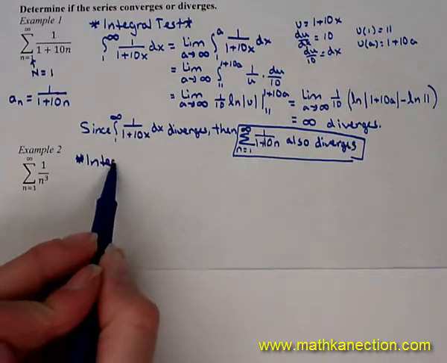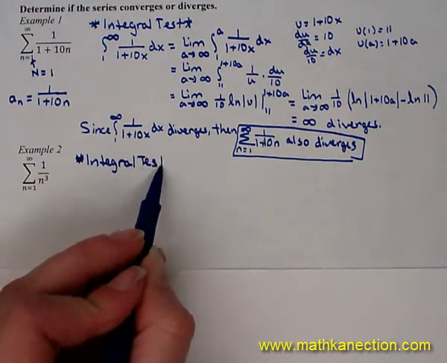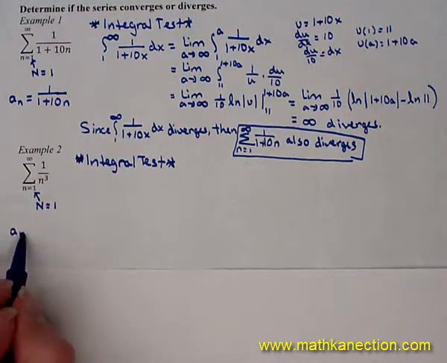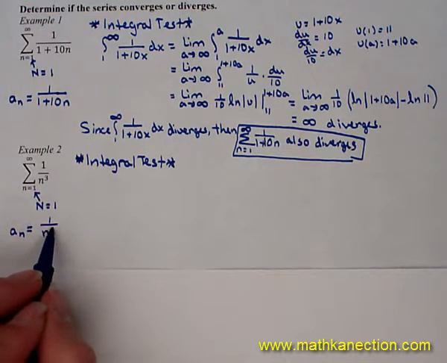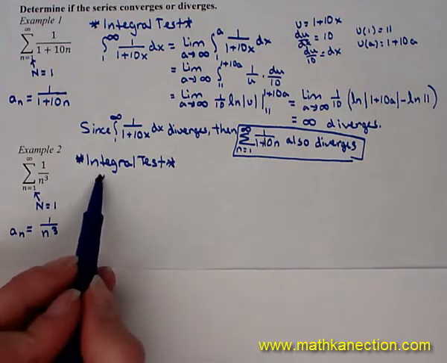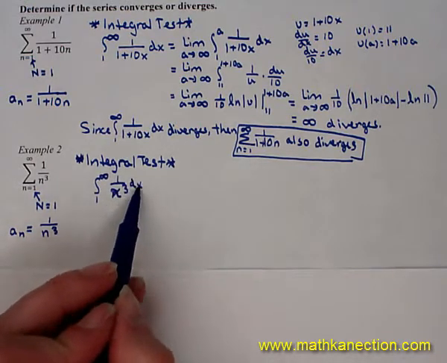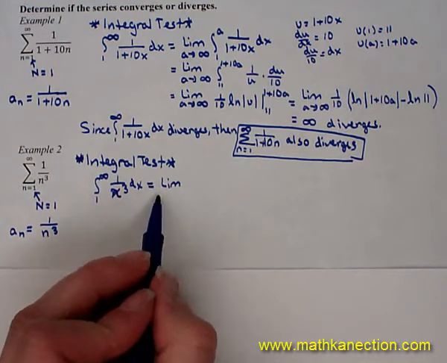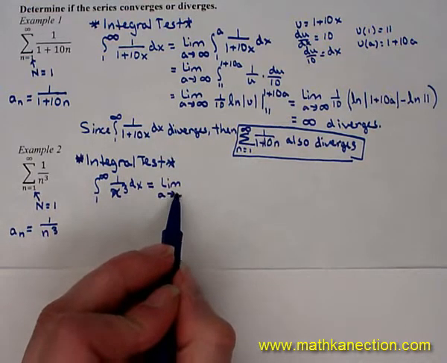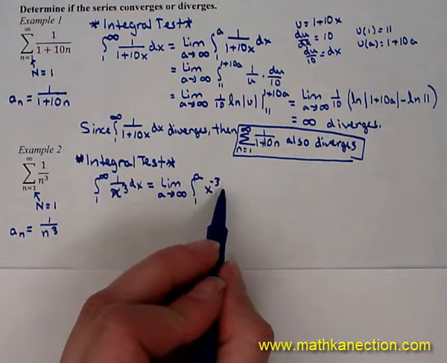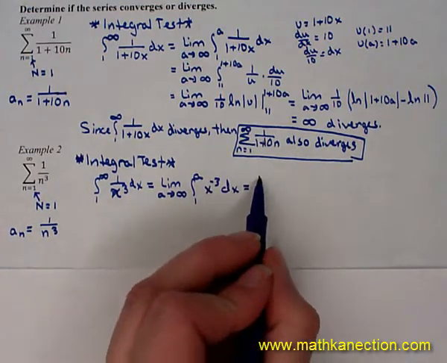The second example will also conduct the integral test. So the N value is equal to 1. The a sub n is equal to 1 over n cubed, so we're looking at the integral from 1 to infinity of 1 over x cubed dx. Since it's an improper integral, we're looking at the limit as a approaches infinity of the integral from 1 to a of x to the negative 3 dx.